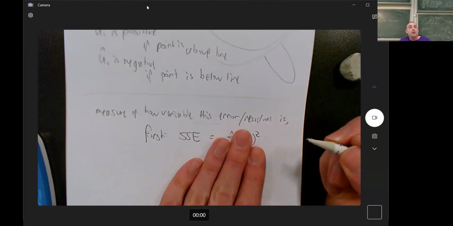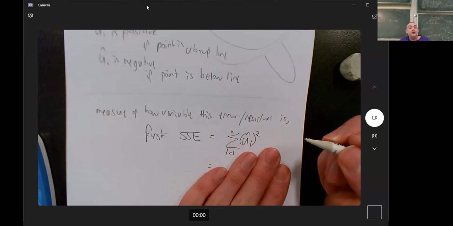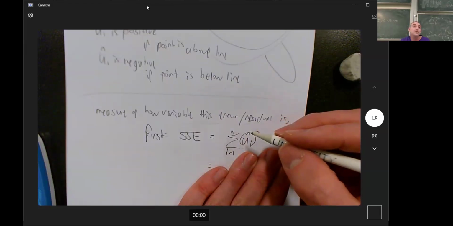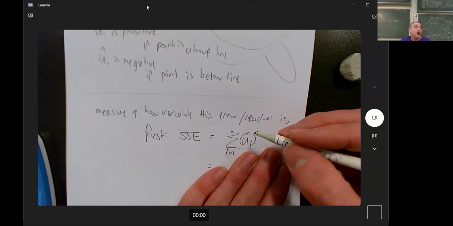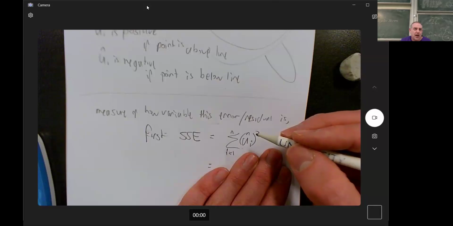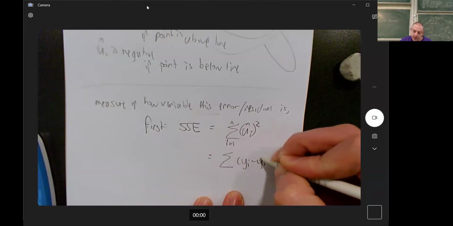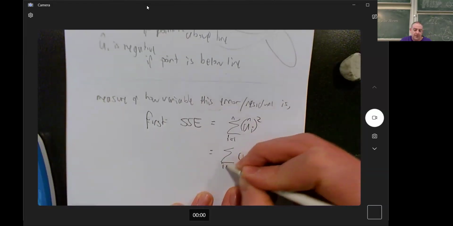Our line of best fit has been chosen specially so that this answer is the smallest it can possibly be. That's how the whole thing was designed. But it's not zero unless your points actually lie on a straight line. And this is the same as this. In your notes, it's y_i minus y_i hat, squared. That's the same thing, right?